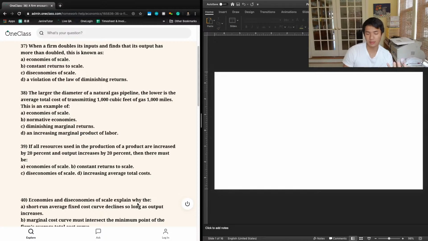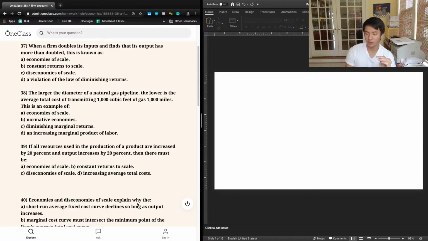C says diseconomies of scale, and diseconomies of scale refers to a situation in which increasing output levels actually increases your average cost, and so it's bad. And so again, we're not talking about cost in this question, so it doesn't seem to be the case that diseconomies of scale is the right answer here. And we're left with D, a violation of the law of diminishing returns.